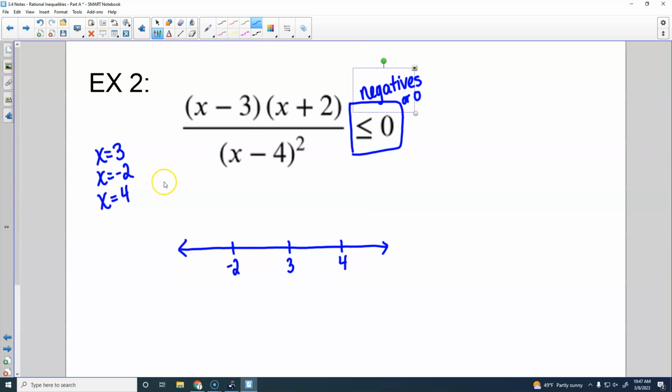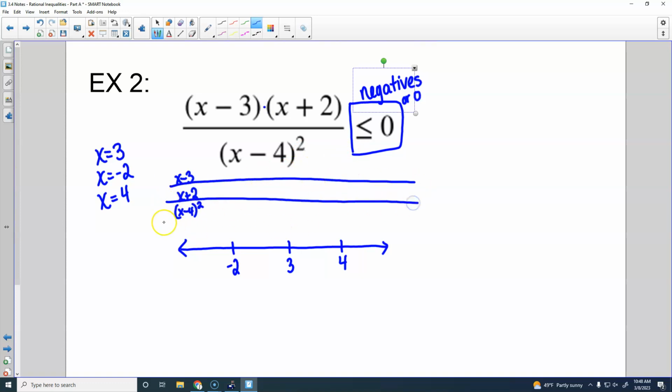So what I'm going to do is take all of these factors, x minus 3, x plus 2, and x minus 4 squared, just basically all the factors here, and I'm going to put them on a chart. And then I'm going to leave myself space right here for the actual answer. And I'm going to split this here at all of those critical points.